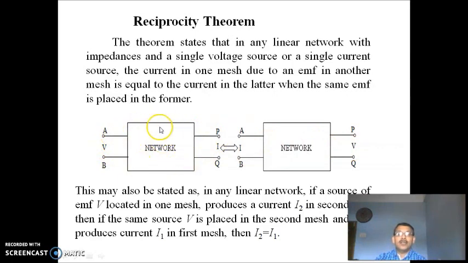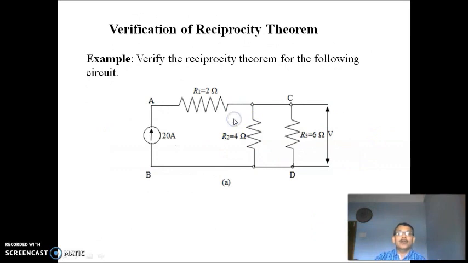say for this network, this is a two-terminal network. So in port 1, say this is the voltage V, and in port 2 the current. Now, according to reciprocity, we can interchange them. Therefore, the current may be I across AB, and the voltage across PQ will be V. Now, we can verify the reciprocity by using this simple circuit.